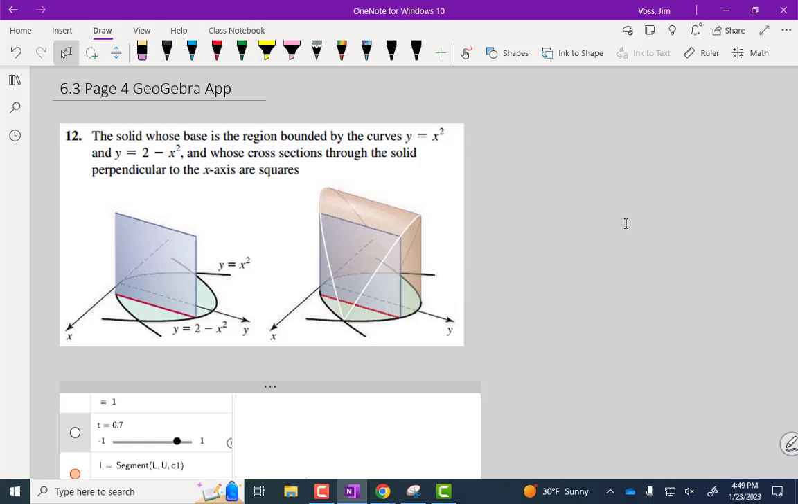All right, let's try to figure out the volume here. So, what is the area of our square? What is one side length?